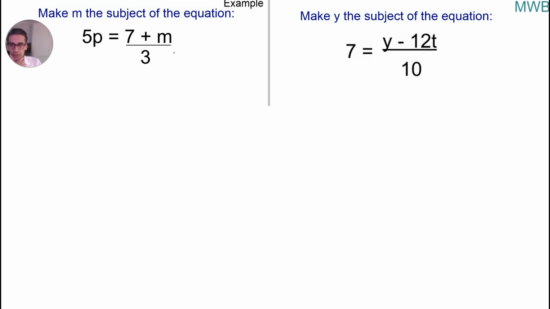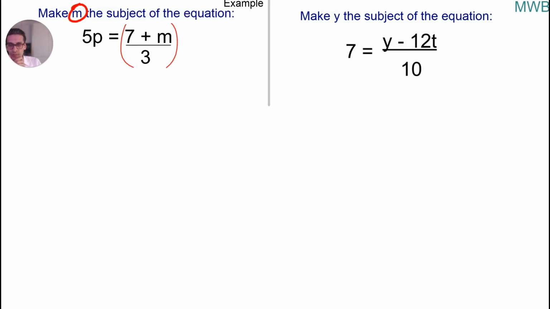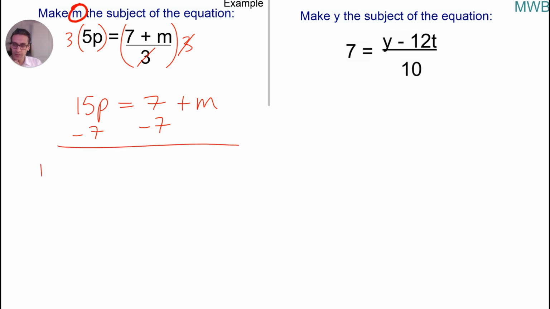Okay, so what we want to do here is isolate m. So step 1 would be, I would say, let's get rid of the denominator. We're going to multiply by 3. Multiply by 3. 3 times 5p is 15p. Is equal to, these 3's cancel out, so 7 plus m. We want to isolate m, so we're going to take away 7 from the right hand side, take away 7 from the left hand side. So this gives us 15p minus 7 equals m. That's it, that's our answer. We have made m the subject.